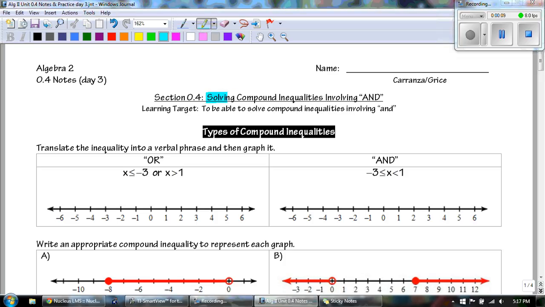Today we're going to talk about solving compound inequalities involving and. So our learning target today is to be able to solve compound inequalities involving and. So let's review the two types of inequalities.